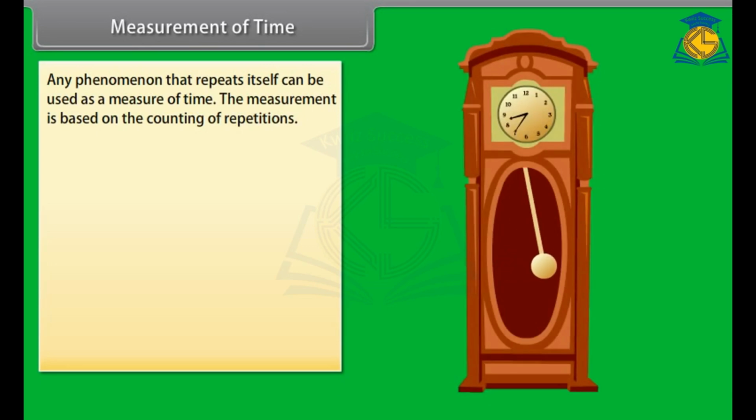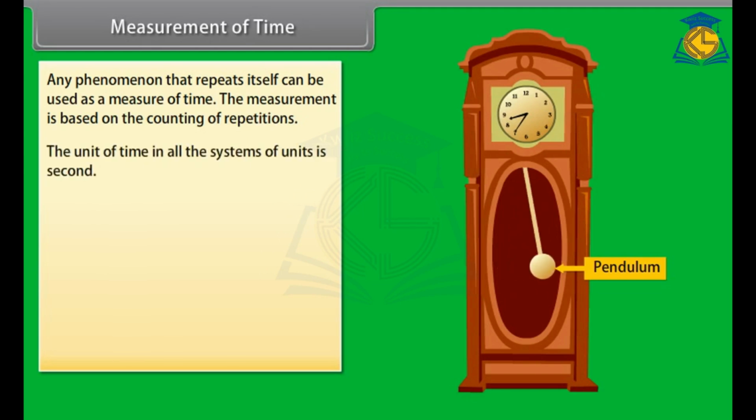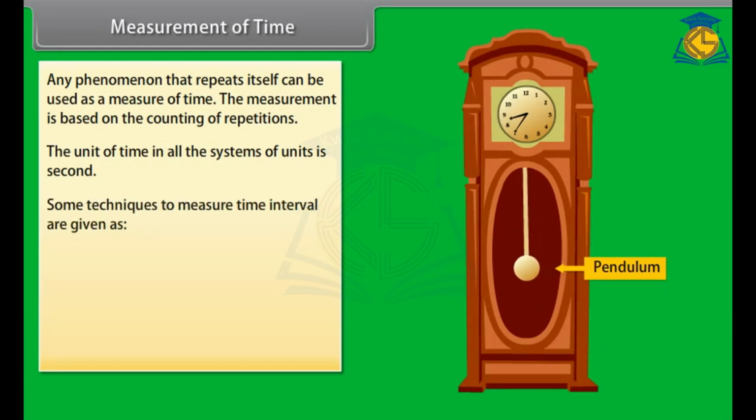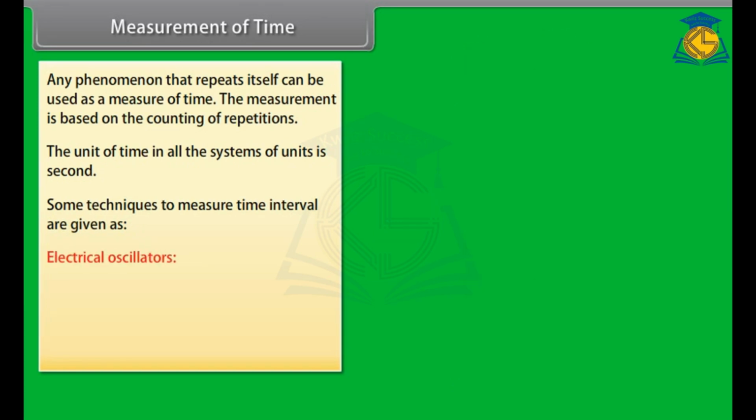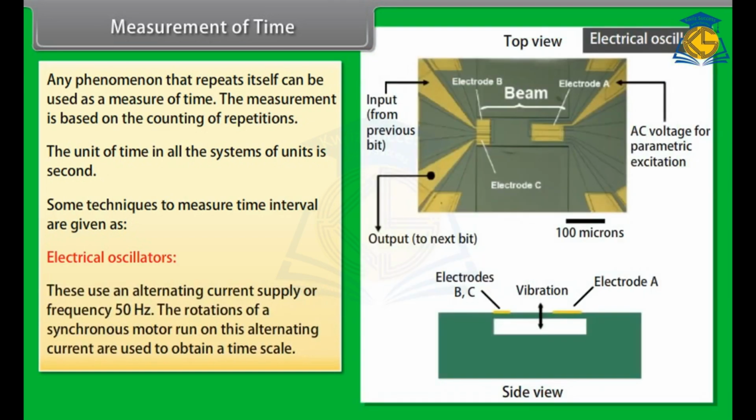Measurement of time. Any phenomenon that repeats itself can be used as a measure of time. The measurement is based on the counting of repetitions. The unit of time in all the system of units is second. Some techniques to measure time interval are given as electrical oscillators. These use an alternating current supply of frequency 50 Hz. The rotations of a synchronous motor run on this alternating current are used to obtain a time scale.